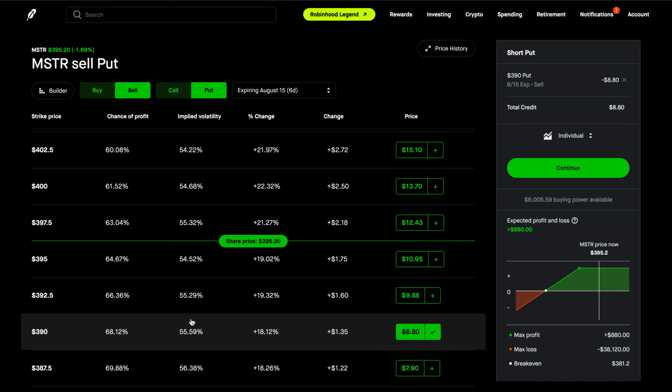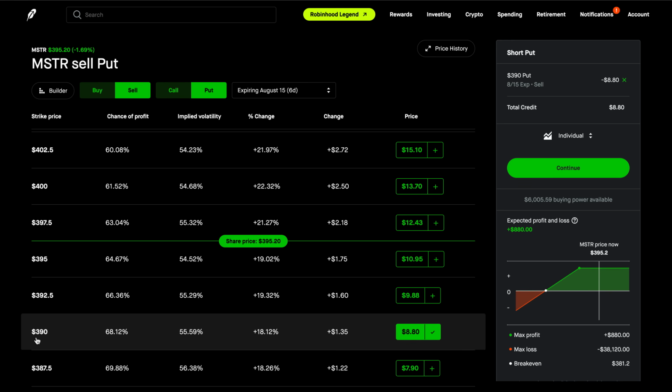If that happens, this option I sold would expire worthless. So I would get back my $39,000 in collateral, and I basically made $880. Second thing that would happen at expiration is the share price goes below the strike price I selected.